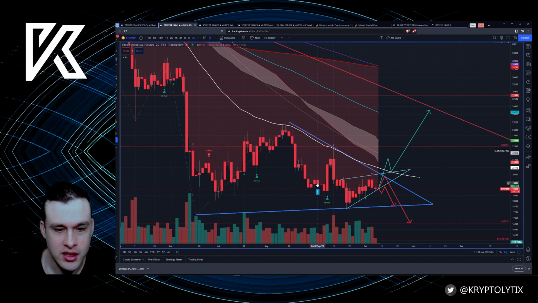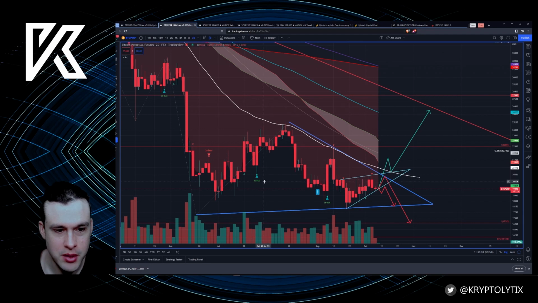We had a Tom DeMark TD Sequential 9 here, which is basically a count to exhaustion of a trend. So it's like a reversal signal. And sure enough, 4 days later, we had this big move back up to the upside and another rejection off the 21 SMMA on the 2-day chart. I mean, you just can't make this stuff up. This is 2 rejections and a bearish engulfing candle right there. See this little arrow here? This is the bearish engulfing candle signal.